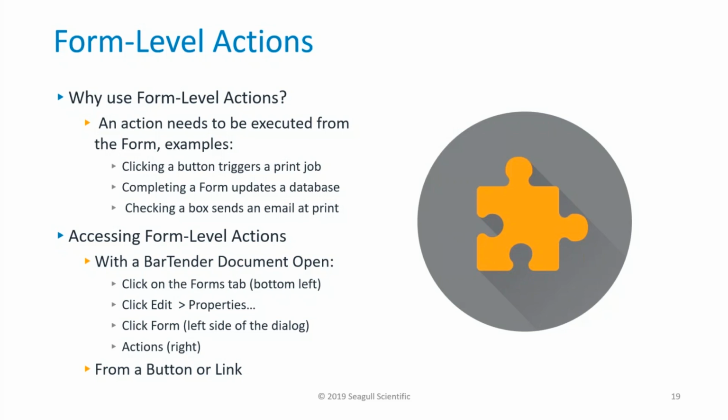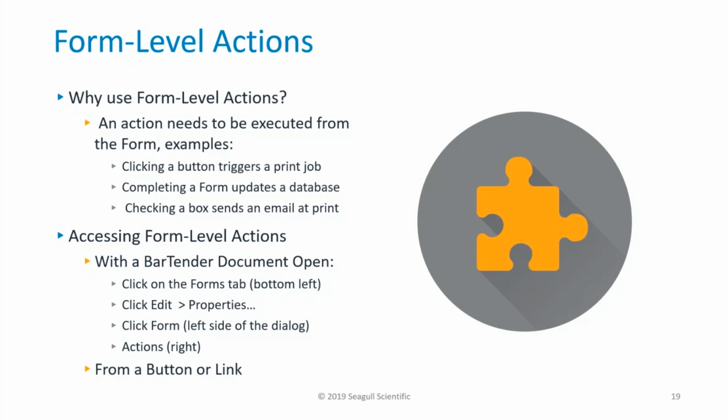You can also do things like, at the end of the form, once the form is completed, when the form closes. And to access these form level actions is a little different. So we want to go to our form. We want to click on Edit and then Properties. And we want to click on the form on the left side there. And then we're going to click on the Actions icon. That's going to open up that form for us.